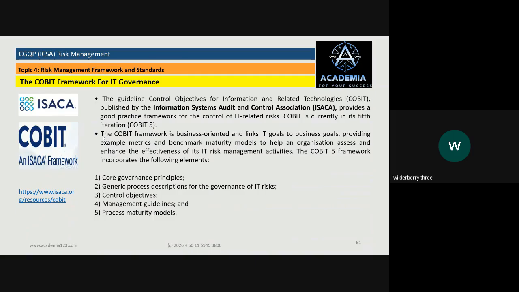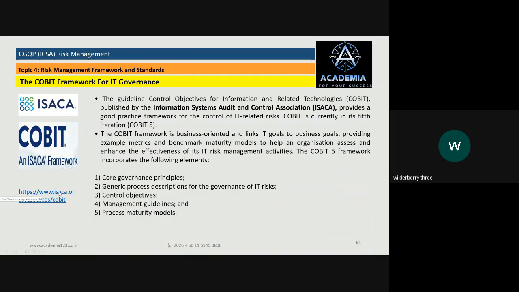Yeah, because it is information and related technology driven. That's COBIT. It's about how to effectively manage IT risks, I would say. Here we also have a framework with five elements: the core governance principles, generic process description, control objectives, management guidelines, and process maturity models. That's how you can describe COBIT.